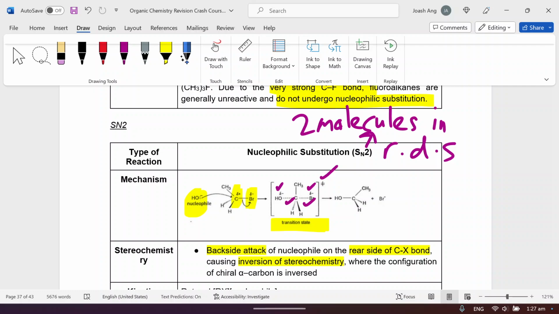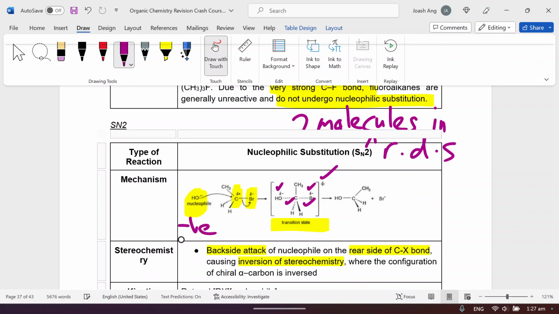Normally your oxygen and Br adopt a partial negative charge because you have the nucleophile forming a bond. The nucleophile is negatively charged, right? So it will form a bond with the electrophilic carbon. In that sense, the negative charge on the nucleophile would decrease. That's why I give it a partial negative. And then the bromine is going to leave as a negatively charged anion product. So in a sense, the negative charge is starting to form. That's why I give it a partial negative charge.